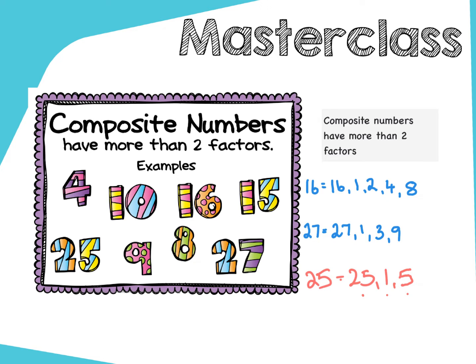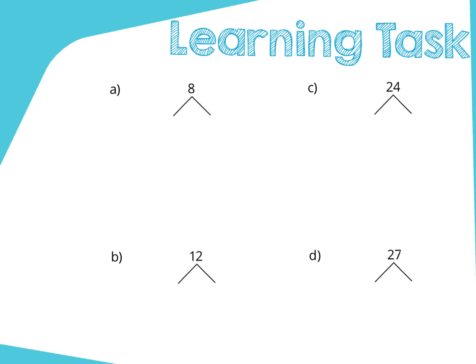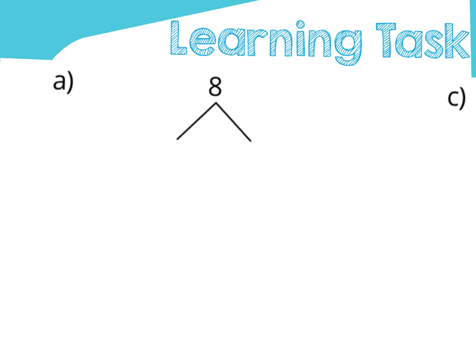All right, I hope that makes sense for you guys. We're going to go on to the next part. We're going to look at factor trees. All right, so a way of identifying the factors of numbers is to use factor trees. And this is what a factor tree looks like. So I'm going to make this really big. So the first one I'm going to look at is 8.